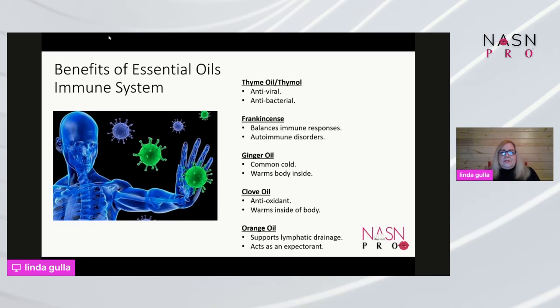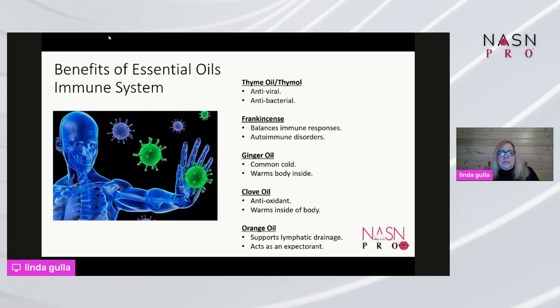Essential oils in the immune system. Thyme oil, or thymol, is antiviral and antibacterial. Frankincense balances immune responses and can be used to help improve autoimmune disorders, as well as ginger oil for the common cold. It warms the body inside.